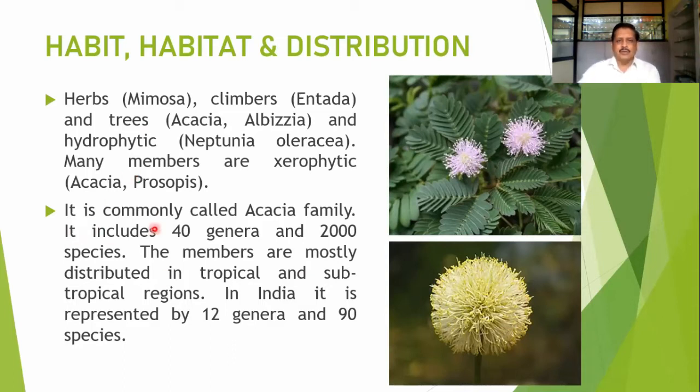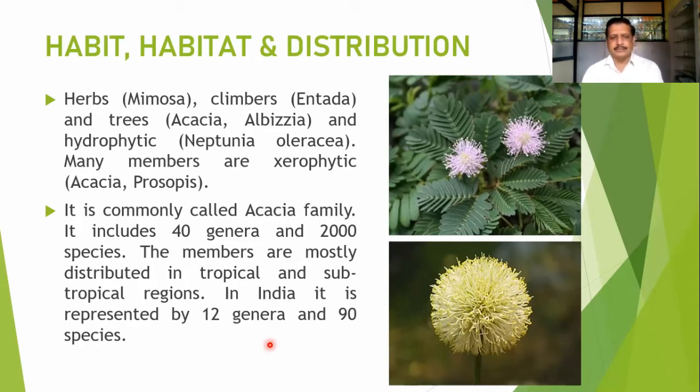It is commonly called the Acacia family, and it includes about 40 genera and near about 2000 plus species. The members are mostly distributed in the tropical belt, and very rarely we find distribution in the temperate zone.